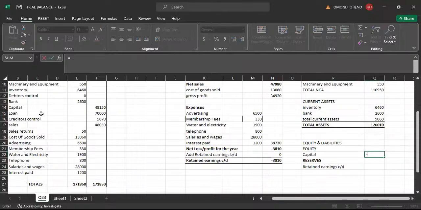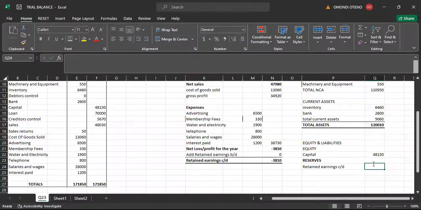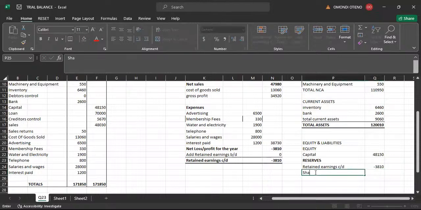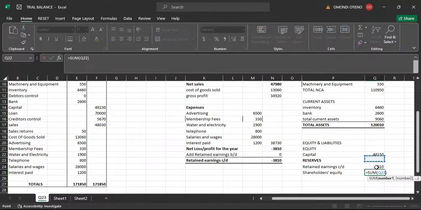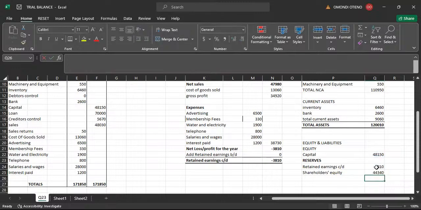So capital, we pick it from which point? Here is the capital. And then retained earnings, which happens to be our negative figure, that is it. If there is no other reserve, then we call it shareholders equity. Shareholders equity is the summation of everything that is here. That is capital plus any other reserve. So these are our shareholders equity.